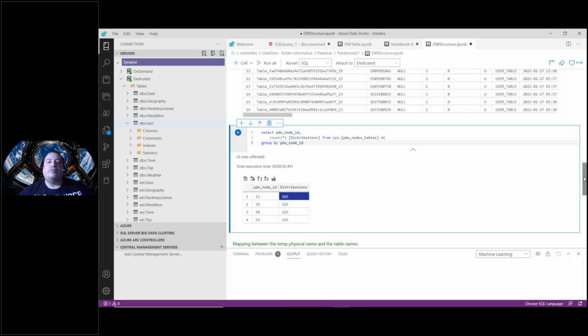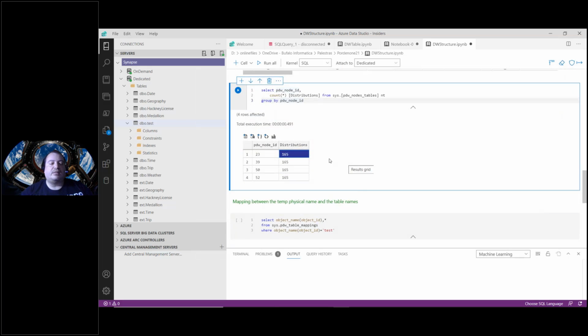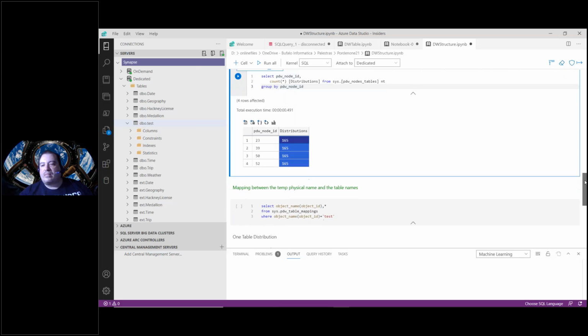And I have four PDW nodes, so I'm working with four compute nodes here, and each compute node has 165 distributions. It means it has distributions for more than a single table. There is more than a single table here. Okay.